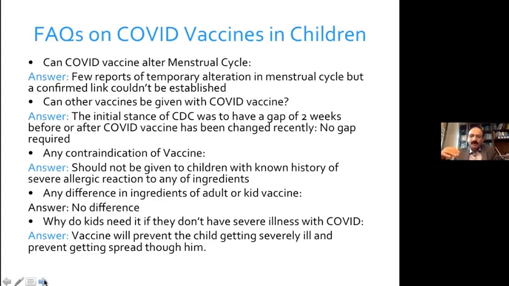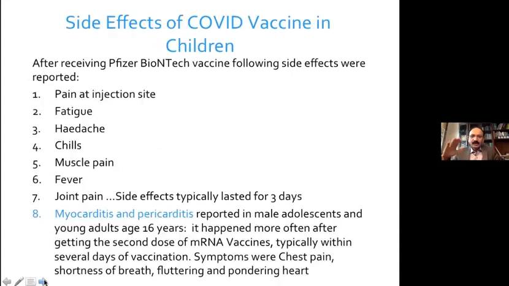Why do kids need it? If they don't have severe illness, I think you need to prevent severe illness, particularly in children who have a comorbid condition. What are the side effects? You can see the similar side effects. I think one thing which has been highlighted in the literature, and I thought I must mention that, is myocarditis and pericarditis. The risk is only 1 in 30,000. So it's an extremely rare condition. It's not life-threatening. And the only symptoms these children get are chest pain, shortness of breath, and fluttering of the heart.